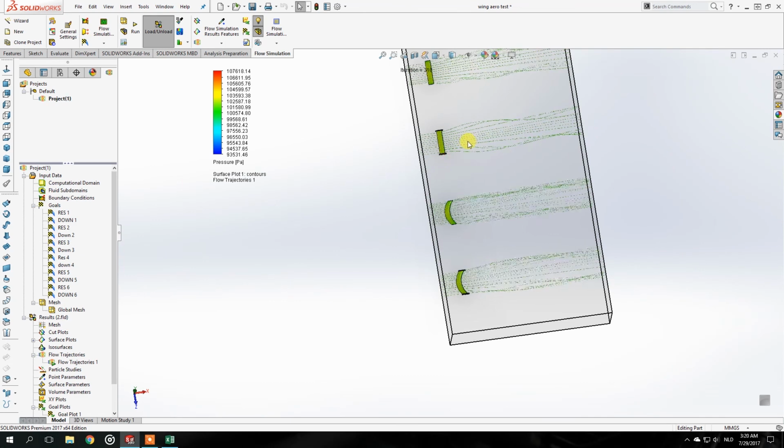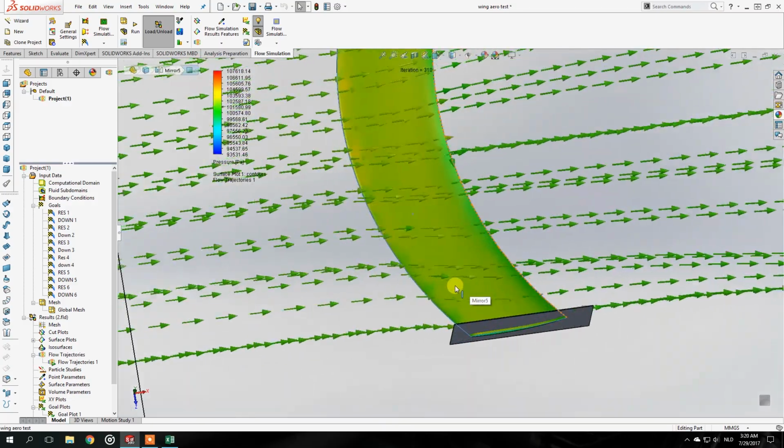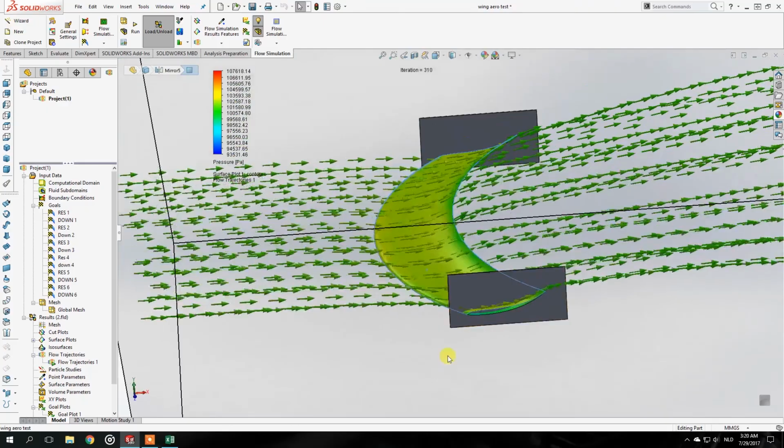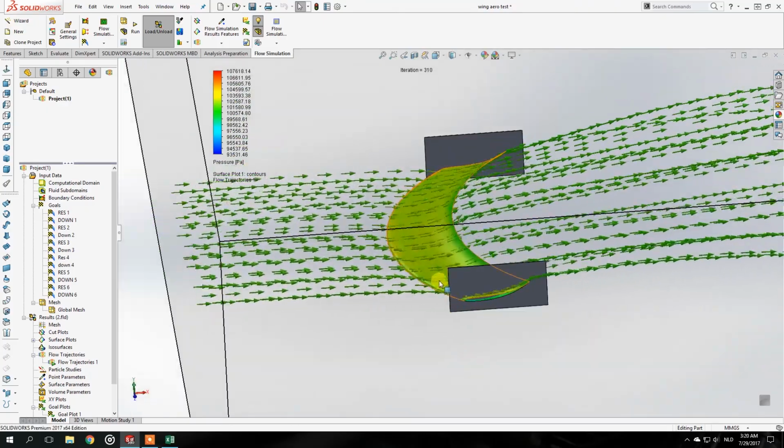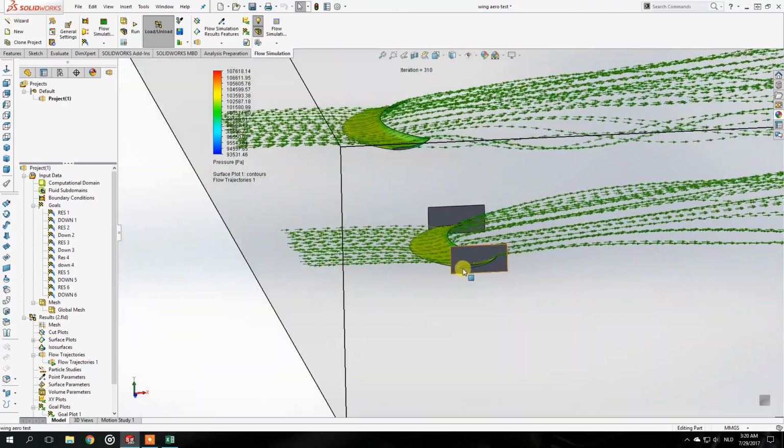So I guess that is also maybe one of the bigger reasons why this one is still creating more downforce than these versions right here. So I guess that is basically what is happening right here.